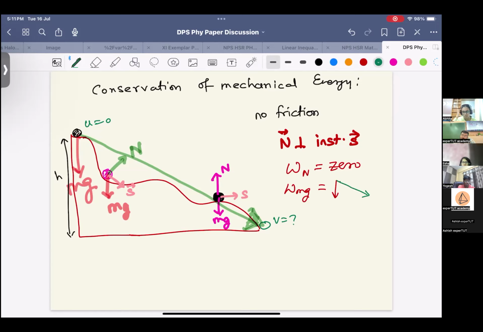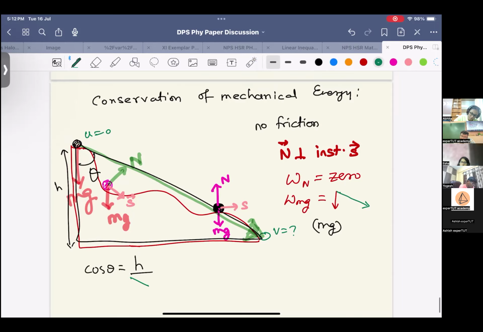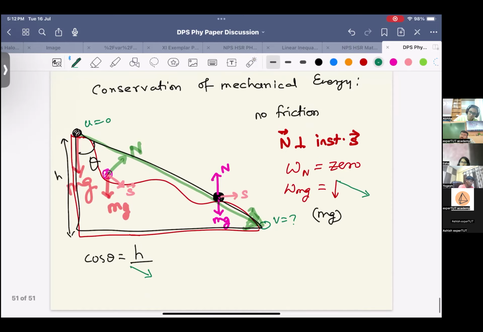And what is the dot product? It is the mod of one vector, mod of the second vector, and cos of theta. So what is the mod of the mg vector? It is just mg, yes or no? What is the mod of the green vector? For that, what will we do? If you see in this whole triangle, this angle is theta, and we know this length is how much? So we can use cos theta is equal to h by, correct, that length, right? And therefore that length is how much?